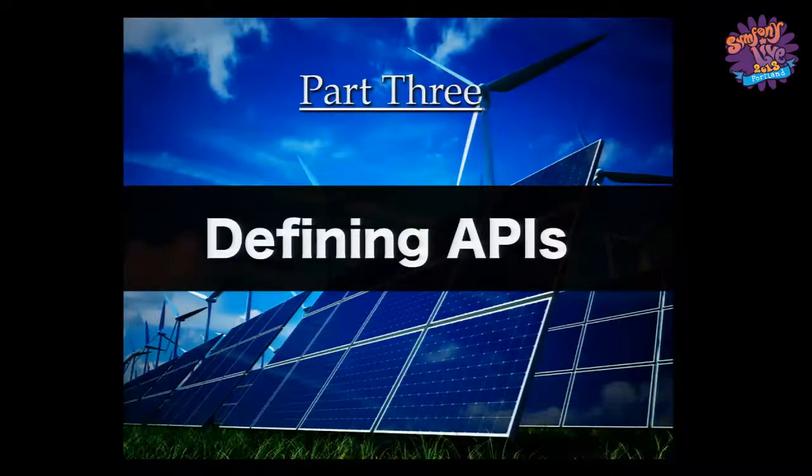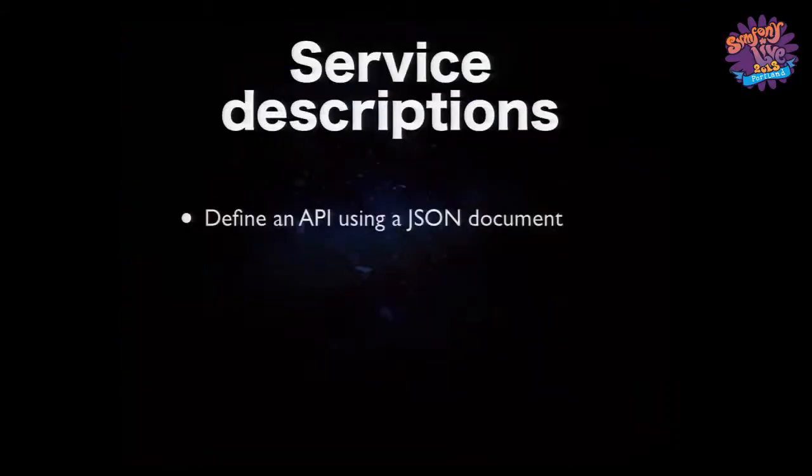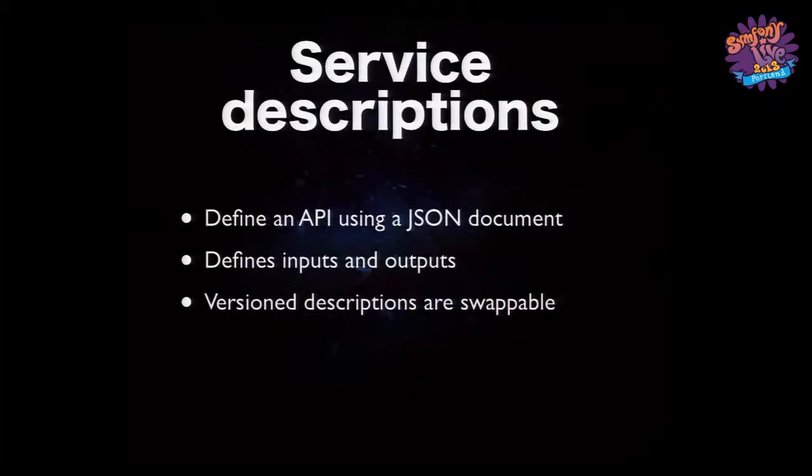So to define an API with a service description, use a JSON document. That document defines the inputs, defines the outputs. It can define errors that can be encountered when you send an API operation. And the cool thing I think about service descriptions is that they can be versionable and swappable.